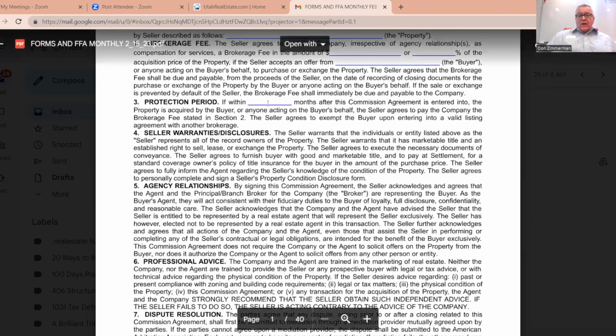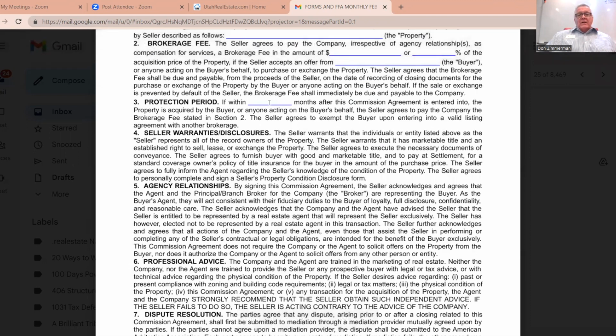Then there's a protection period. People are uncomfortable with protection periods, and I don't know why. I have agents that are putting zeros in there. I wouldn't put a zero in there. If you want to be on the slim side, put at least 3 months in there. I usually put 6 months. And if you don't understand what the protection period is, read that, and it pretty much tells you.